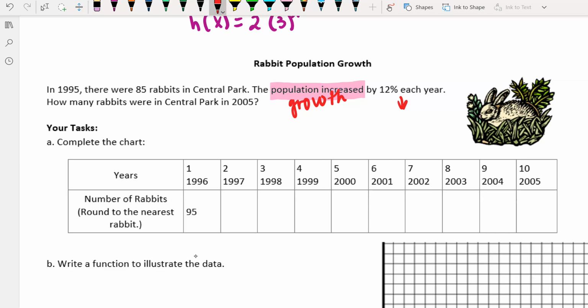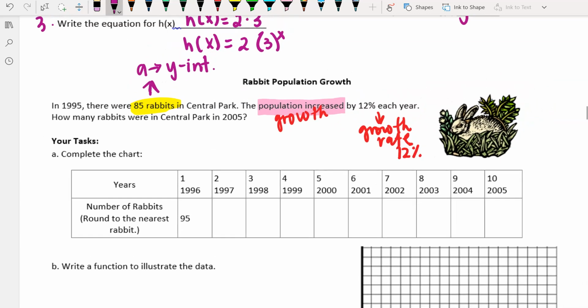And then the rate of growth, so this is your growth rate, is 12%, okay? And then the other thing that we're missing is our initial value. Here, 85 is your A, or your initial value, which also means that it's your y-intercept. Okay, so your initial value, remember, is also your y-intercept, so keep that in mind.